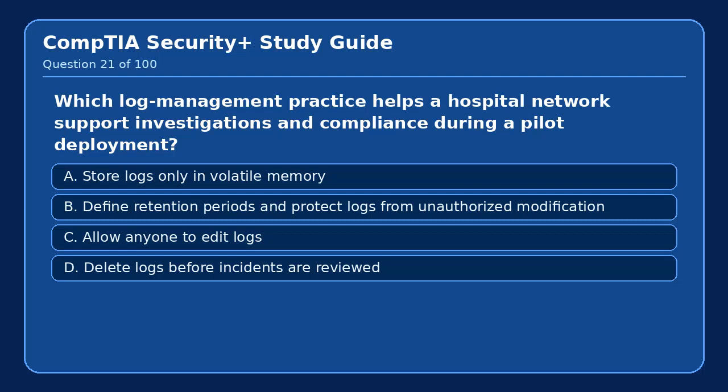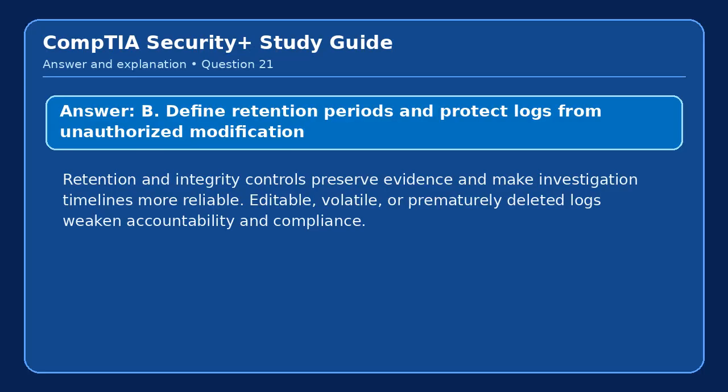Question 22. During incident response at a university department, which step focuses on stopping further damage after detection while documenting the incident ticket? A. Marketing review. B. Containment. C. Routine onboarding. D. Procurement. Take a moment to choose your answer.